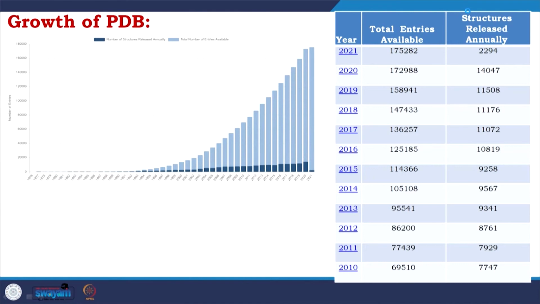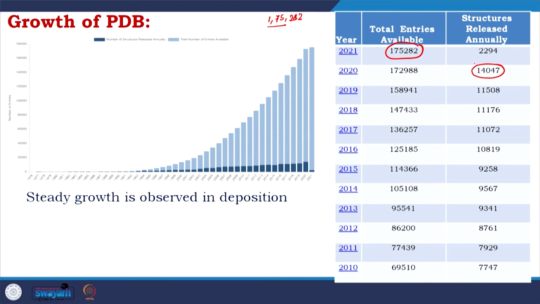Now, I will talk about the growth of PDB. As you see, starting in 1970, it is growing, and as I have already told, the number is 1,75,282 total entries, and each year the entry count is increasing. In the last year, 2020, we had 14,000 new entries. So, there is a steady growth observed in the deposition of different structural entries.